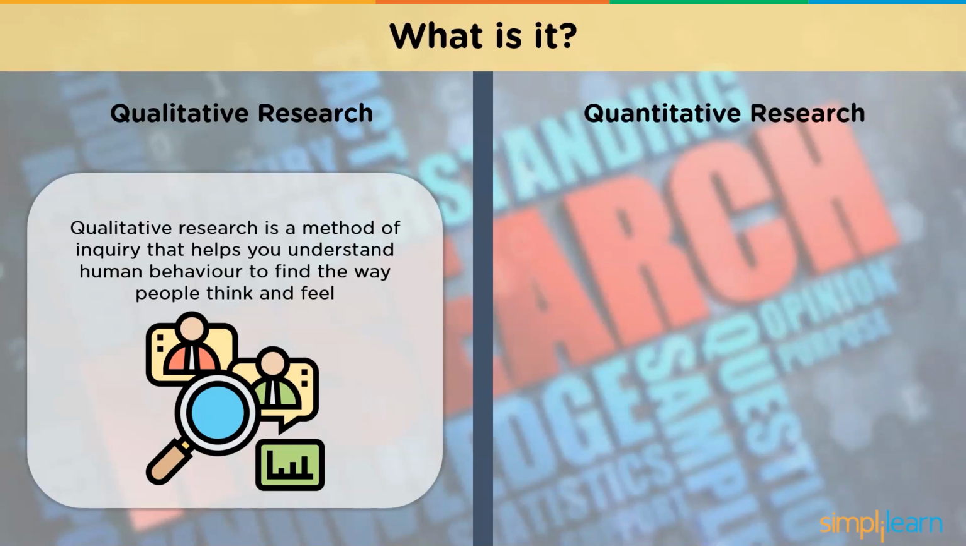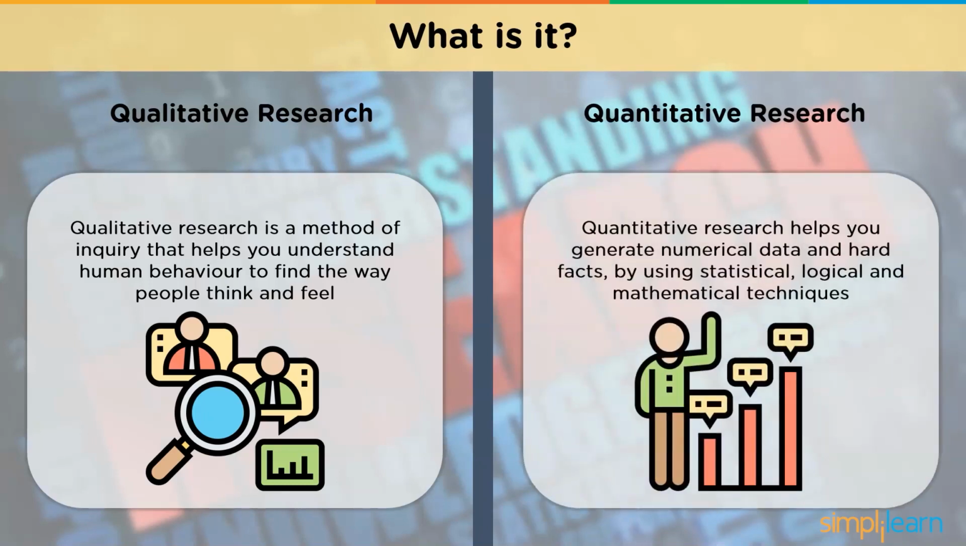On the other hand, quantitative research focuses more on the ability to compute numbers and perform statistical analysis. Quantitative research helps you generate numerical data and hard facts by using statistical, logical, and mathematical techniques. In this method, the time expenditure is heavier on the planning phase and lighter on the analysis phase.